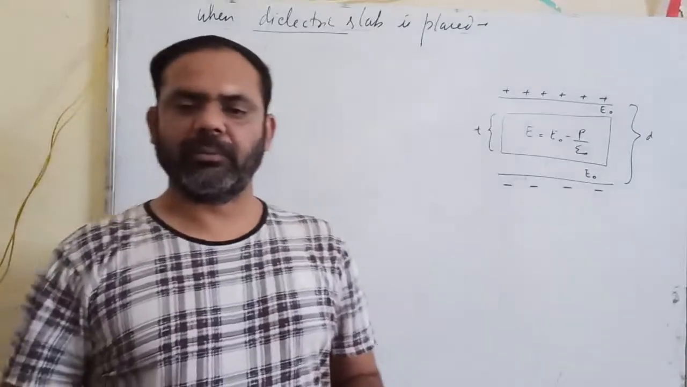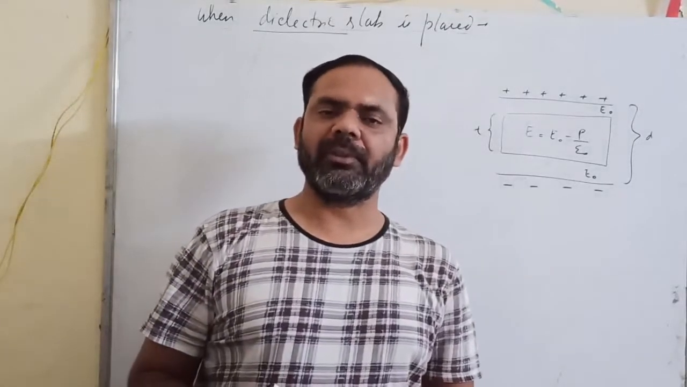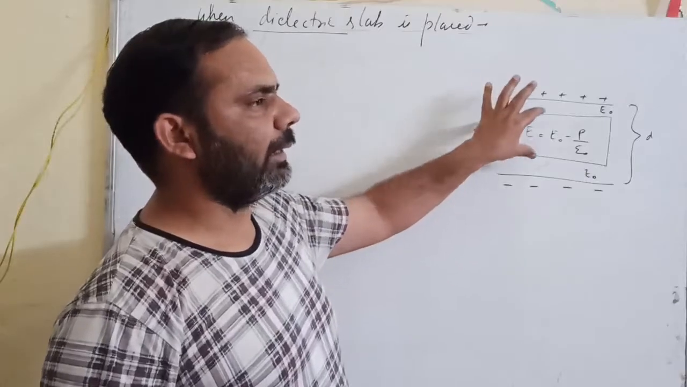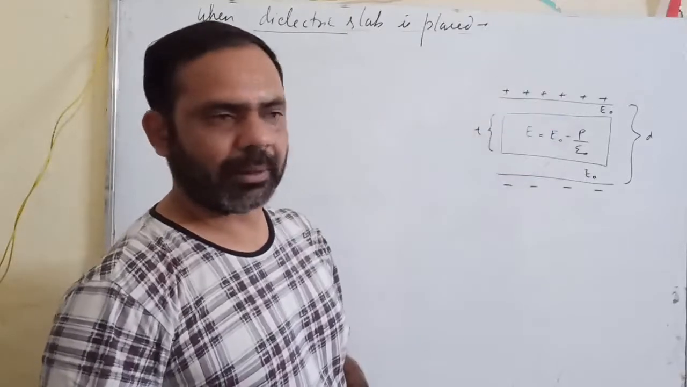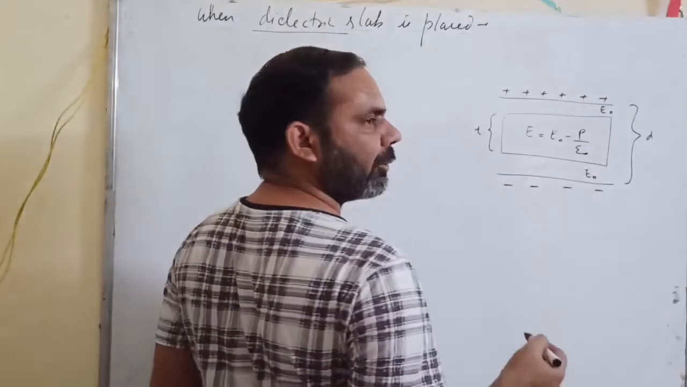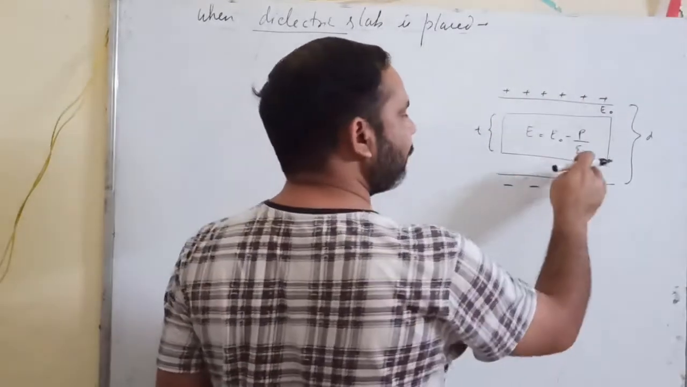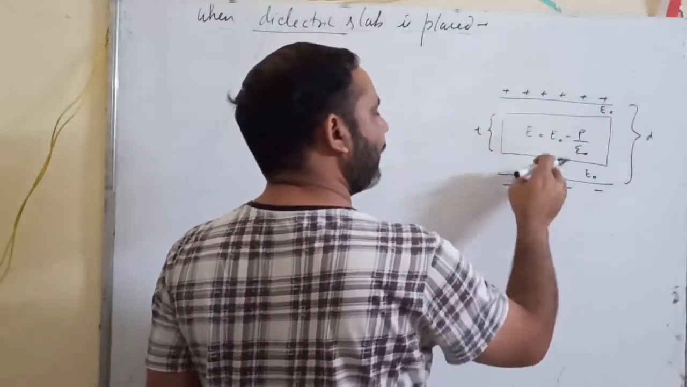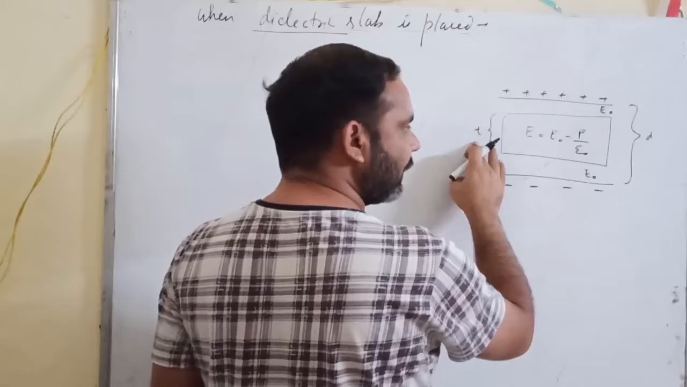Now, what will happen to the capacitance of the capacitor if we introduce a dielectric slab between the plates of the capacitor? So here we have this capacitor, and the electric field between the plates of the capacitor originally was E naught. Now we introduced a dielectric slab between the plates of the capacitor with thickness T.